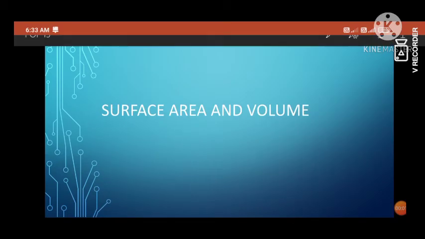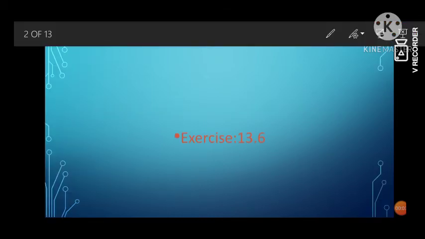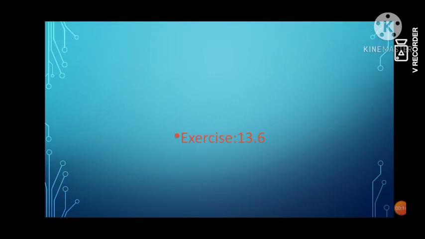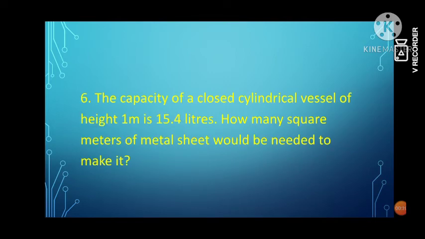Good morning, students. Today we are going to discuss surface area and volume. In this chapter, we are going to finish off with exercise 13.6. In this exercise 13.6, we are going to discuss the last three sums of this chapter. So let us start with question number 6.